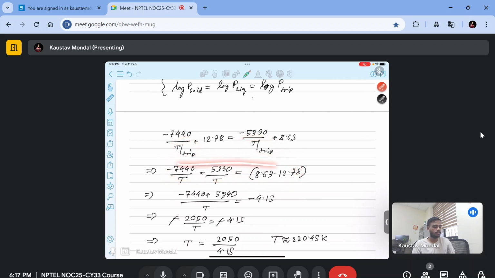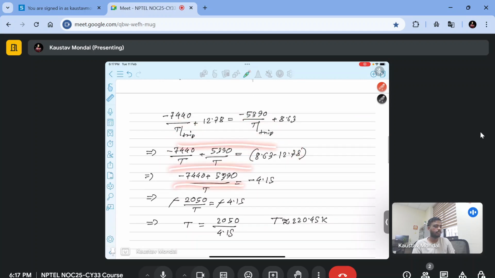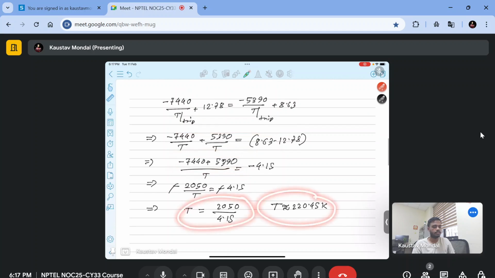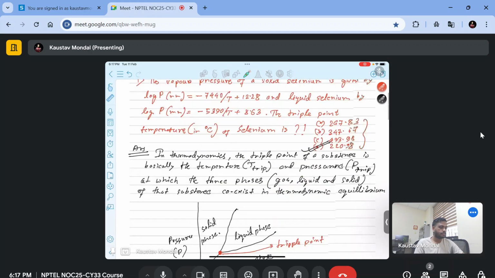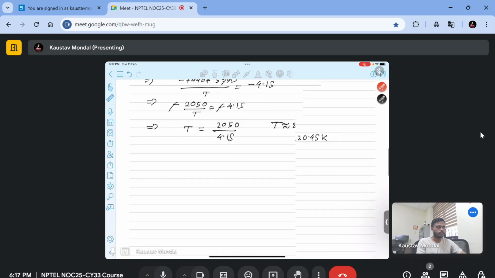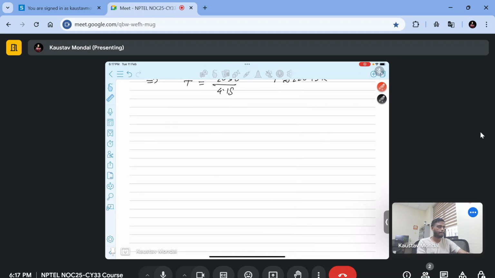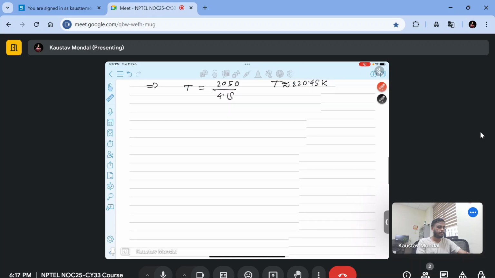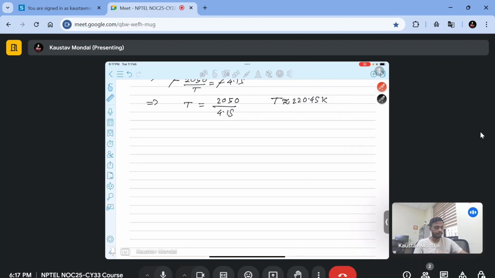If you solve all these steps, you will get the triple point temperature for selenium, where the solid and liquid phases coexist. For this problem, option D was the correct option. So this is the problem. I hope you understood how to approach it. Okay, so this is it.